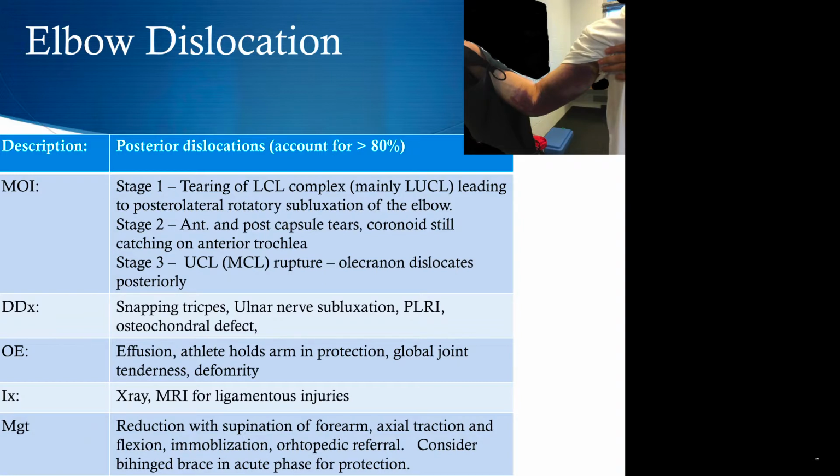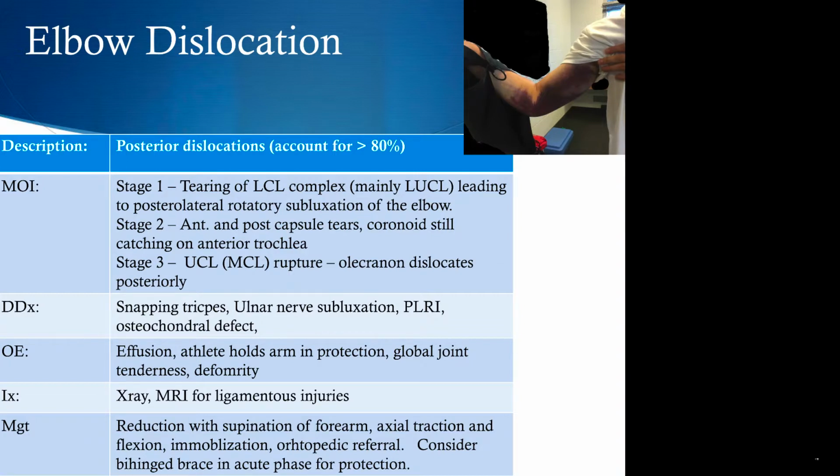Part of that lateral collateral ligament complex is the lateral ulnar collateral ligament. This is not to be confused with the ulnar collateral ligament on the medial side of the elbow. This ligament acts almost as a sling from the humerus around the radial head to the ulna, and when this gets torn, it leads to posterolateral rotatory subluxation of the elbow. We'll see that slide shortly, and it'll make a little bit more sense.